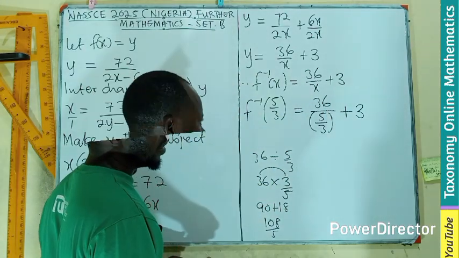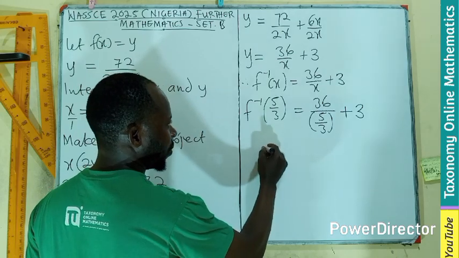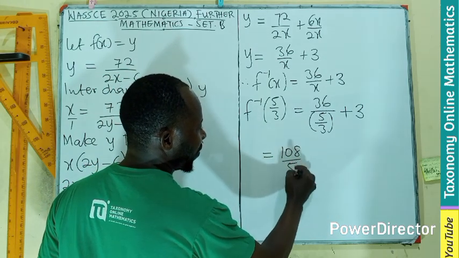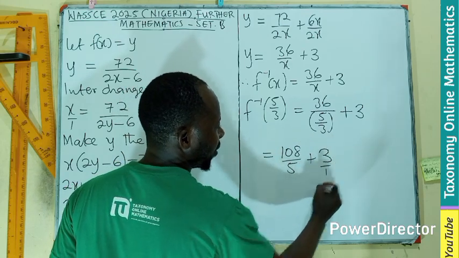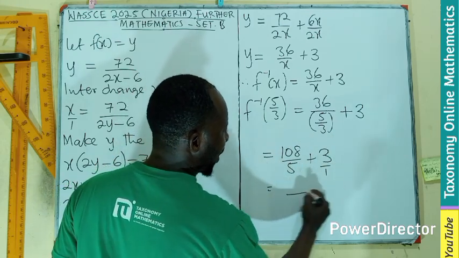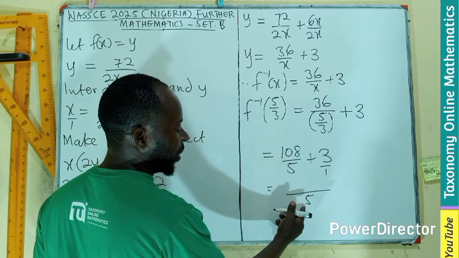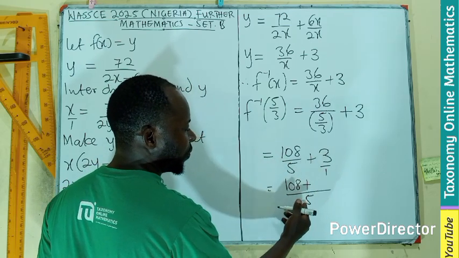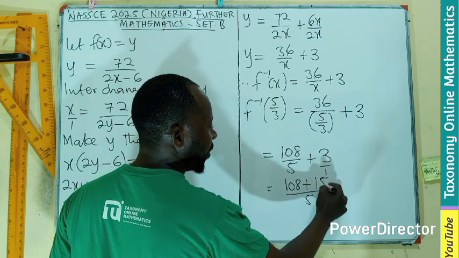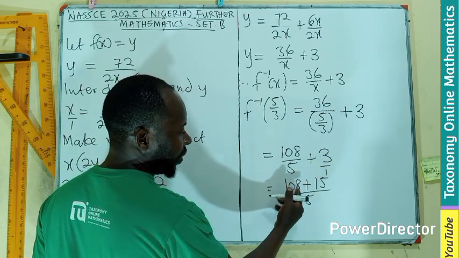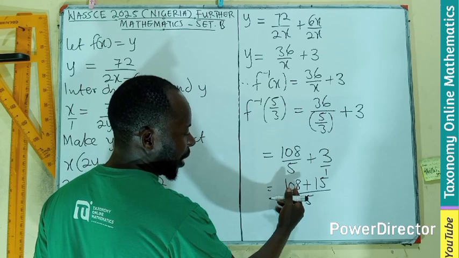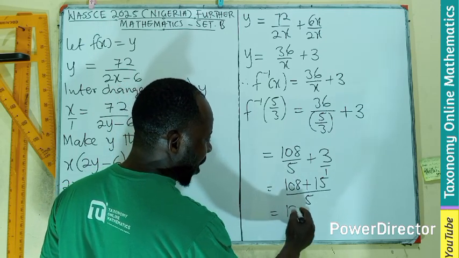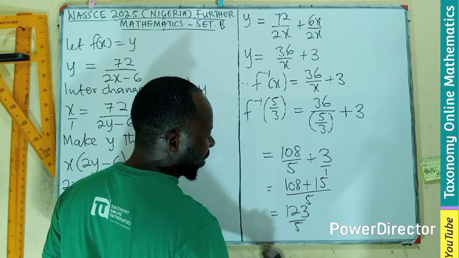Then we add a plus 3. So now this here becomes 108 over 5 plus 3 divided by that. Our LCM will be 5. 5 goes here. That will be 5. 1 goes here, 5 times this will be 15. So 120. Now 123, right? Good. So we are going to have 123 divided by 5.